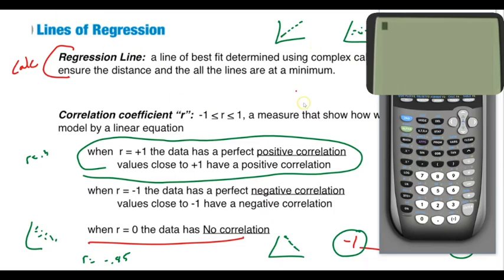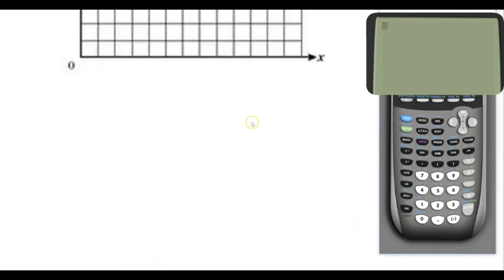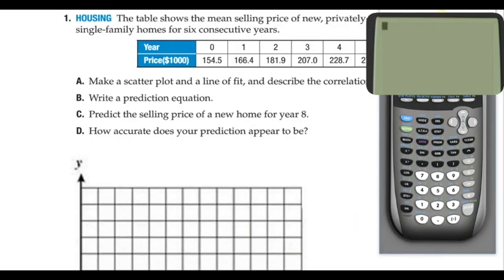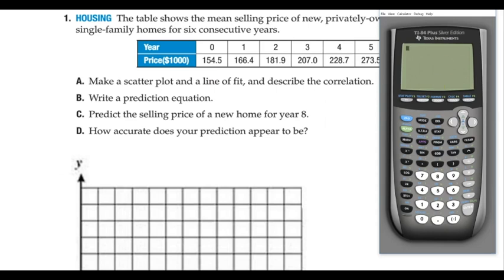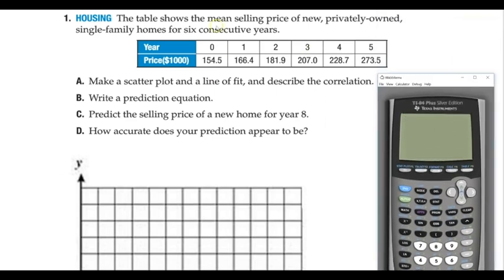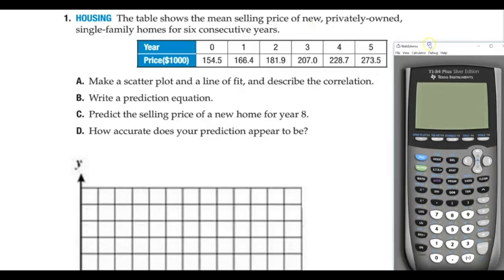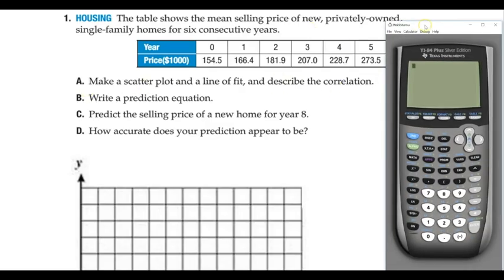The best way to do this is by example. So let's go and do an example. Actually, let's go to the one I skipped up here. Let's do this one. Let's do it on the calculator. So this one says, I can scroll down a bit. The table shows the mean selling price of new privately owned single-family homes for 6 consecutive years. Make a scatter plot, a line of best fit, and describe the correlation.